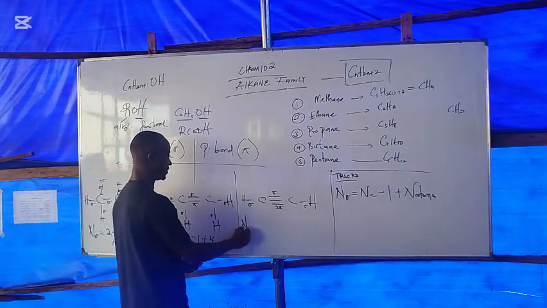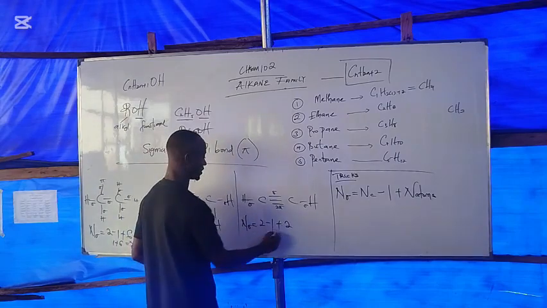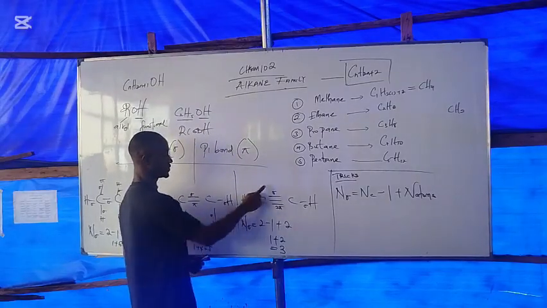Okay, let's verify for this. Number of sigma bonds equals what? Number of carbons is 2 minus 1 plus other atoms is 2. So here will give us 1 plus 2. How many sigma bonds? 3 sigma bonds. Is it making sense now? So 1, 2, and 3.